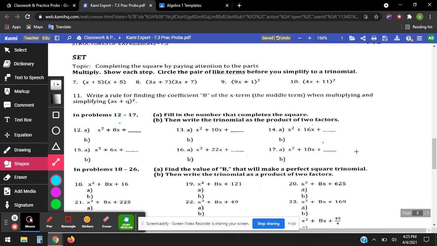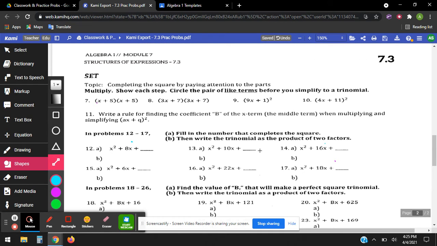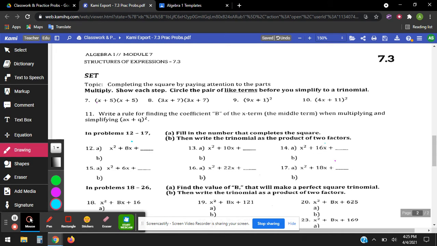Okay, so here we're going to practice working out these problems. So we're going to multiply, show the steps, and circle our like terms before we simplify. I'm going to start with blue on this one. And I like to do that smiley face piece on here. So we have x times x is x squared. X times 5 is 5x.